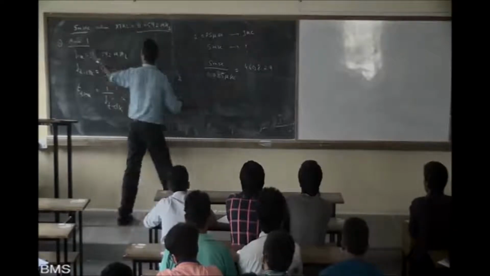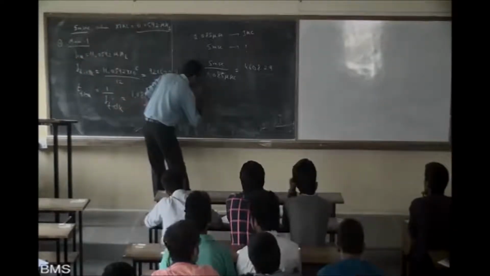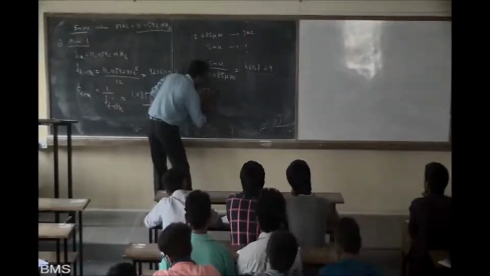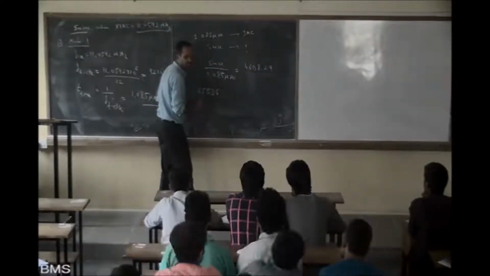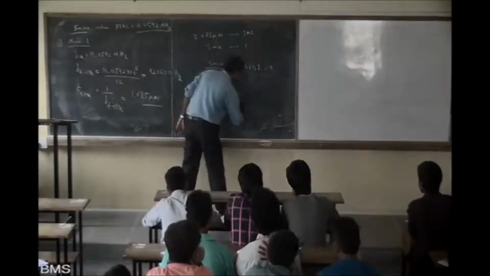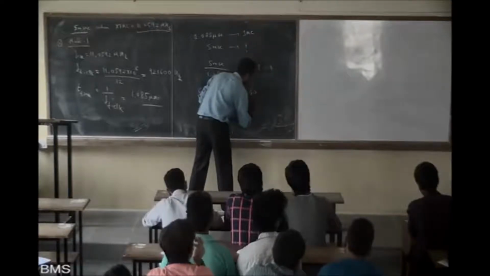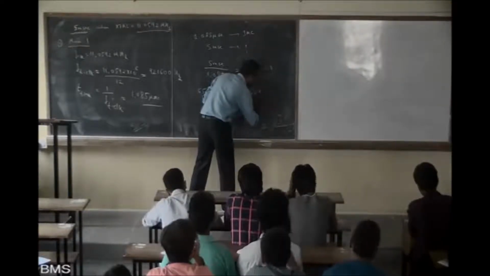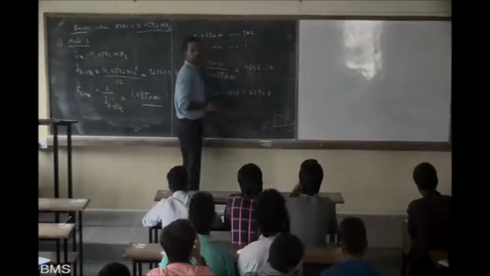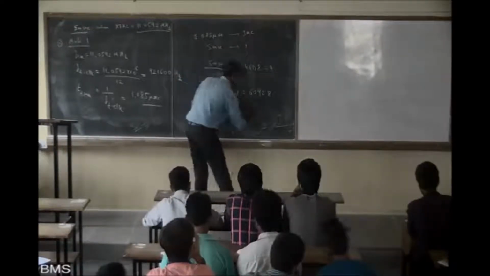The maximum possible value in this is what? 65,536 minus 4608.29. What is the answer? 60,928. This is in decimal. Tell me the hexadecimal value of this.